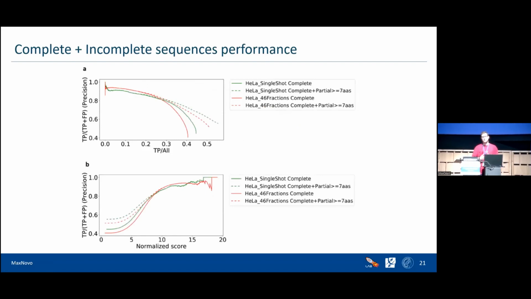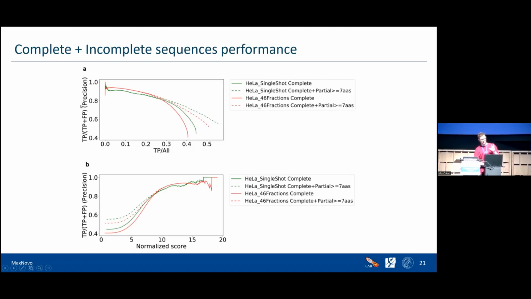Then we want to look at how well MaxNovo identifies incomplete sequences. For that, we use the normalized score, because we cannot get a combined score for incomplete sequences. We treated samples of single-shot and fractionated experiments separately. Here you see, for example, single-shot complete with a dashed line, single-shot partial, and the same for fractions. We plotted precision against coverage and precision against normalized score.